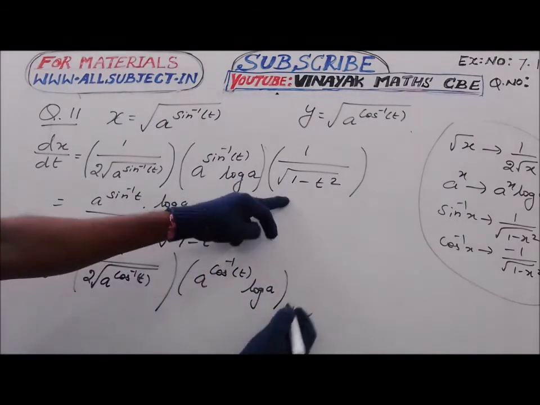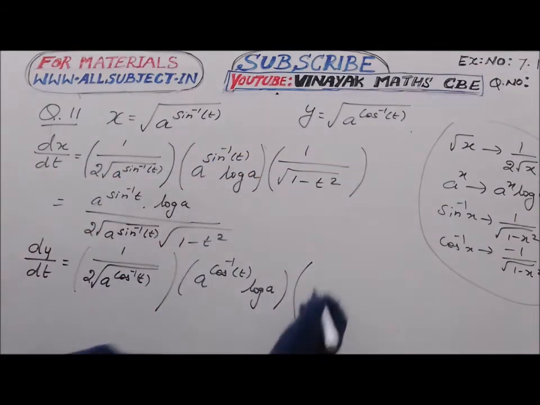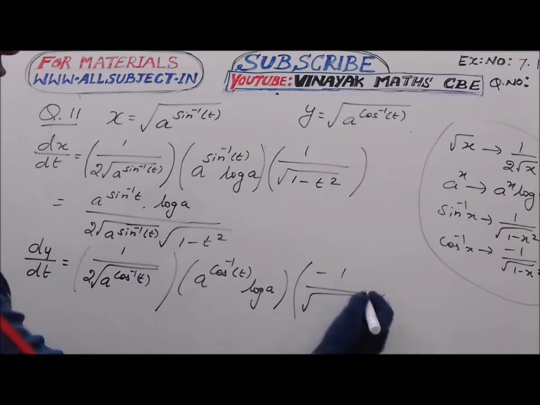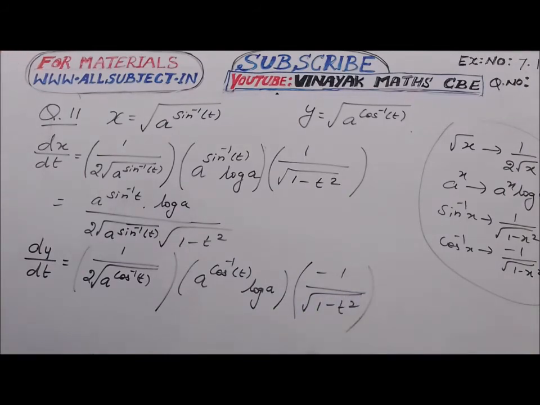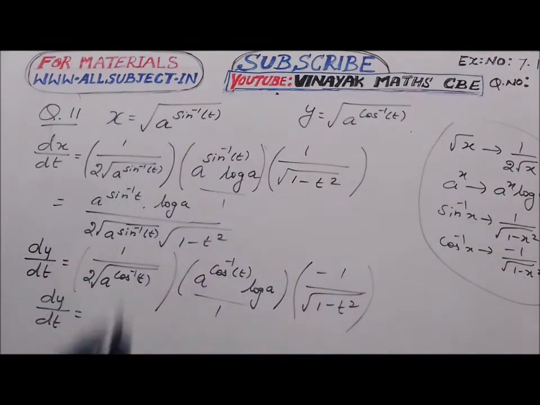And then moving to the last one, sine inverse means 1 by root of 1 minus t square. We have cos inverse, that means minus 1 by root of 1 minus t square. Now simplifying this, we will get dy by dt equal to the numerator. This is in the numerator, denominator we have 1. Here also is numerator, denominator is 1.